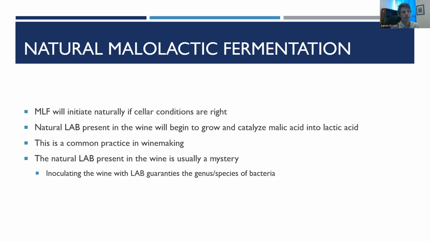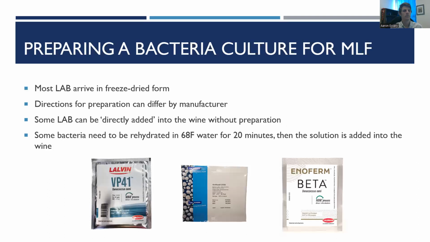A lot of people do it. The natural lab present, though, is usually a mystery. Like I said, you could have lactobacillus in there, you could have pediococcus in there, you could also have oenococcus in there. But when you inoculate with oenococcus, you're guaranteeing, okay, I know this wine has oenococcus, which is probably the best one to use. I say best, but it's a good one. Again, no wrong or right. Just know your wine can go through MLF naturally.